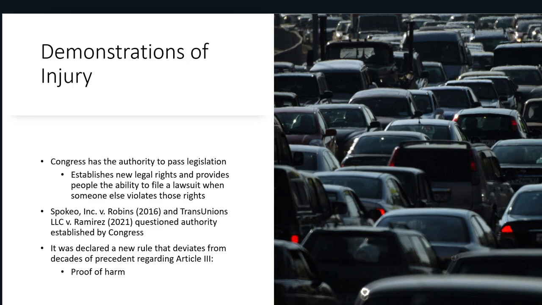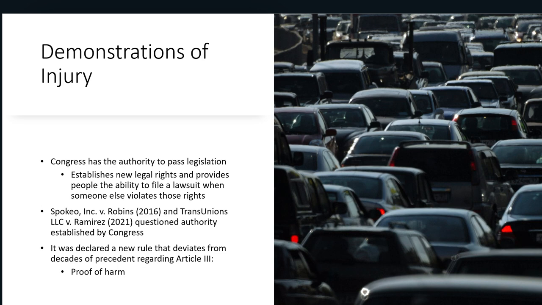Moving on to the demonstrations of injury, federal courts do have jurisdiction over cases and controversies arising under federal law, according to Article 3 of the U.S. Constitution. According to how the U.S. Supreme Court has interpreted these phrases, a plaintiff needs to prove standing to file a lawsuit in federal court, which means the complaint needs to be founded on a specific and concrete claim of real or impending harm.